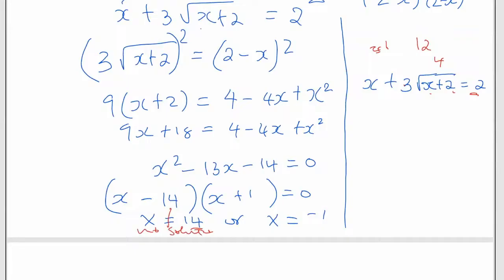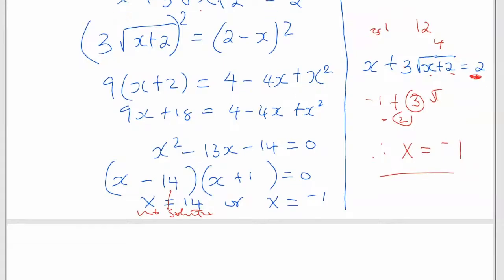Okay. When I try with negative 1, I know that negative 1 plus 2 is going to be a 1. Square root of 1 is 1. 1 times 3 is 3. And then to 3, we are adding a negative 1, which gives us a 2, which is the same value as the right-hand side. Therefore, our answer is negative 1 for this question.